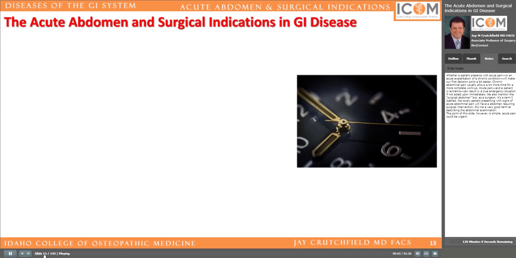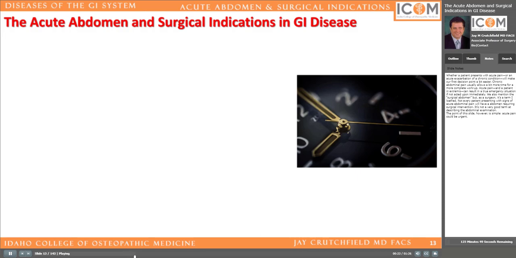Whether a patient presents with acute pain or an acute exacerbation of a chronic condition will make our first decision point a little bit easier. Chronic abdominal pain usually allows a bit more time for a more complete workup. Acute pain and a patient in extremis can result in a true emergency situation if not acted on immediately.